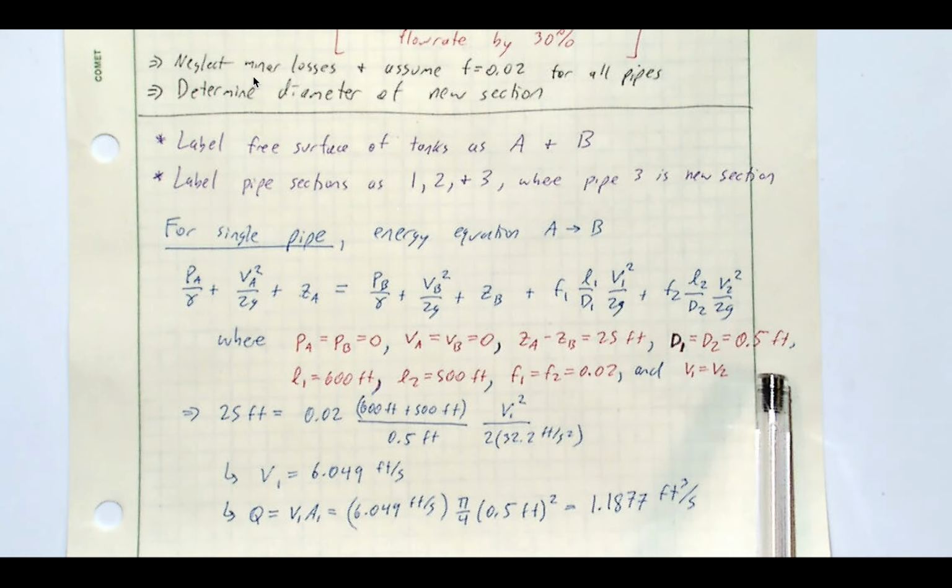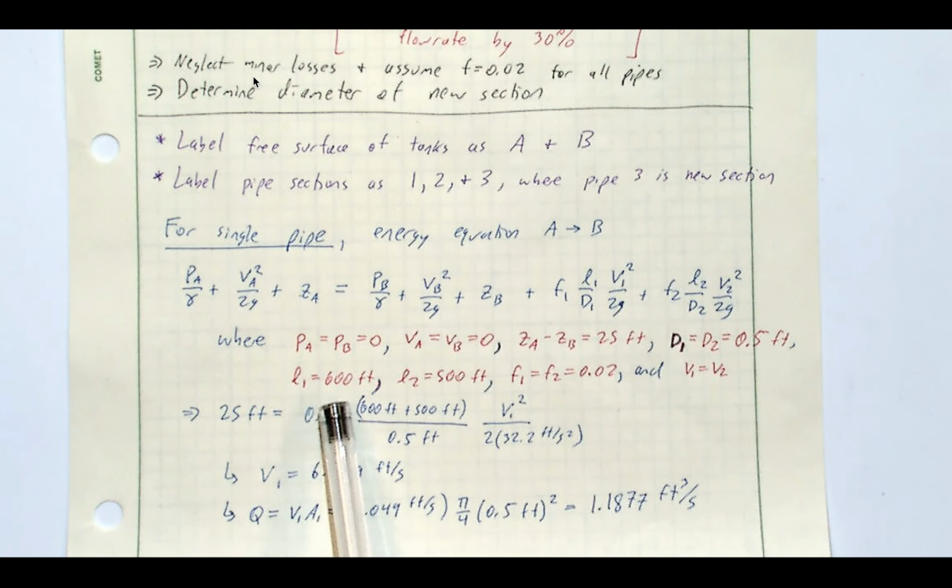The diameter is given in the problem statement as 6 inches, or half a foot, for both pipes, pipe 1 and pipe 2. The length of the first section is 600 feet. The length of the second section is 500 feet. The friction factors are assumed to be equal and 0.02, given in the problem statement. And then we know that the velocities for the two pipes are equal. We don't know what they are, right?